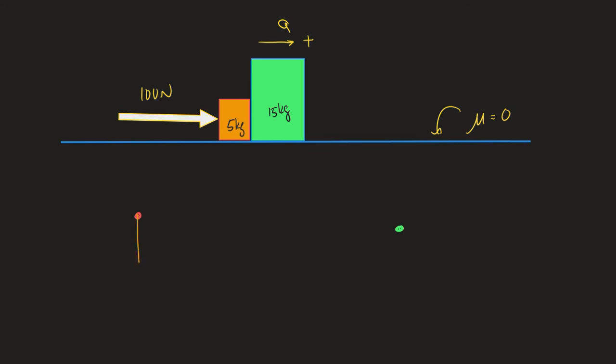So, 50. Are we in agreement? Normal. 100 newtons. Those are the easy ones. Normal from 15.